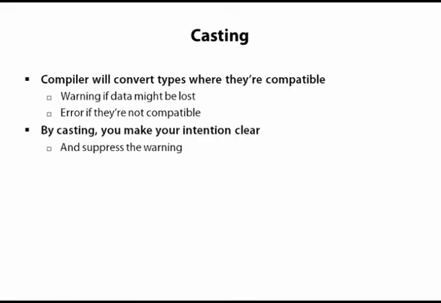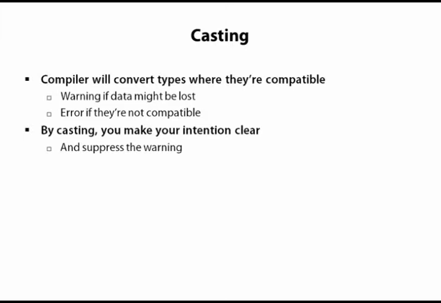There's a mechanism called casting that lets you tell the compiler, I know what I'm doing here. This is my choice. I know I don't have an integer, but I want you to turn it into an integer and then put that newly made integer into my variable. Then there will be no more warning, and it's clear to anyone who's reading your code what it is you're trying to do.